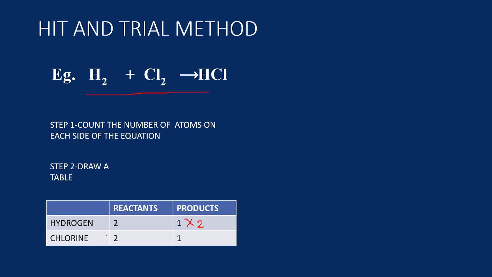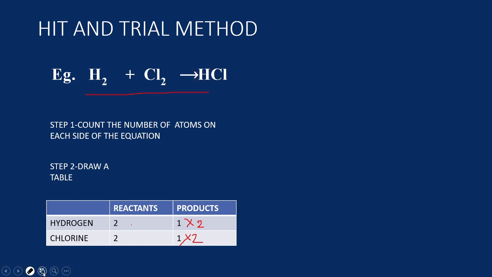We all know we should always draw a table while balancing. Reactants and products of hydrogen, two here and one here, so we just need to multiply it by two to equate it. And chlorine here, so again multiplied by two. As we all know, we can't just write 2Cl, 2H, and 2Cl here. We cannot do that. Remember, never ever do that.